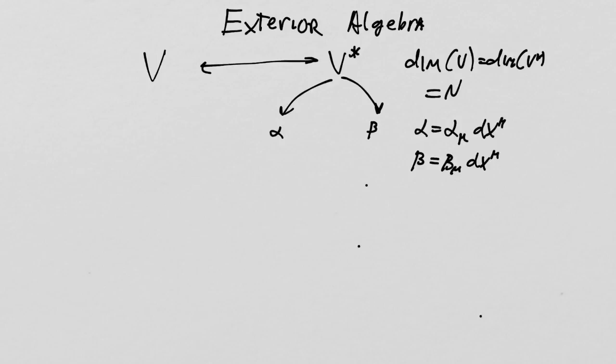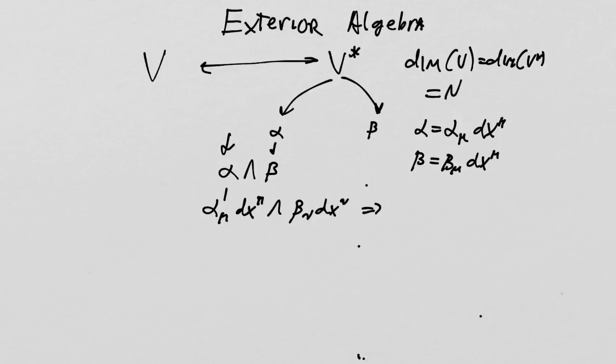And we know that we start with the second exterior power would be anything like alpha wedge beta. And now look at alpha wedge beta. There's only two forms wedged together. But, of course, this breaks down just like it ever would, and we would get alpha mu dx mu wedge beta nu dx nu, which would give us alpha mu beta nu dx mu wedge dx nu.